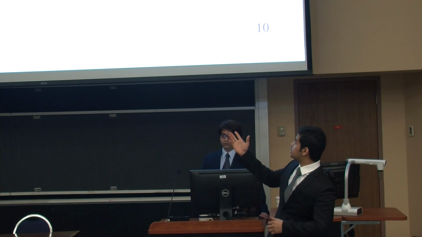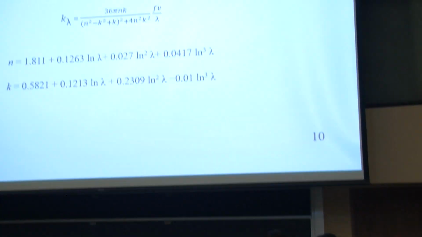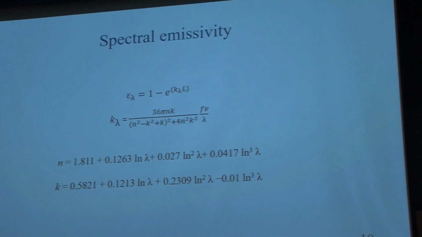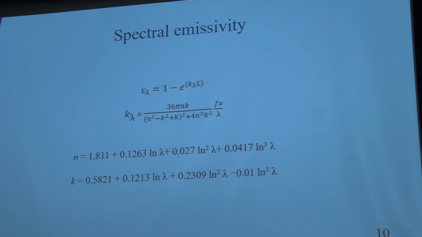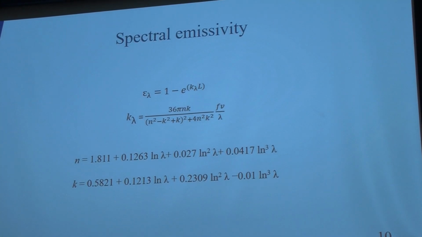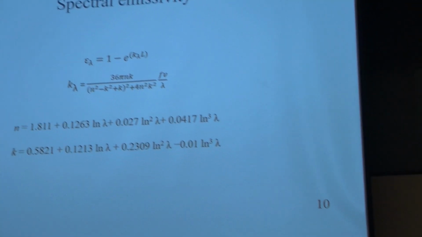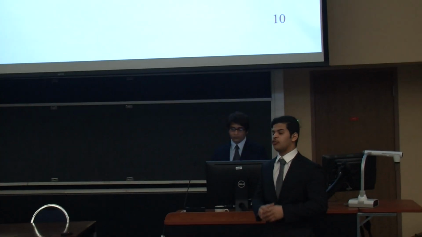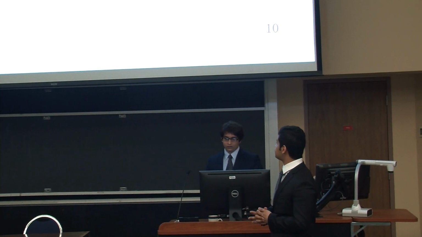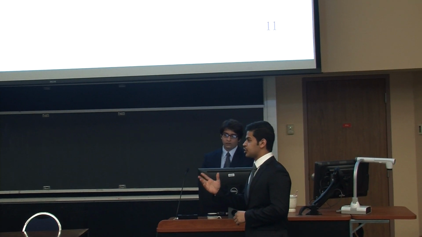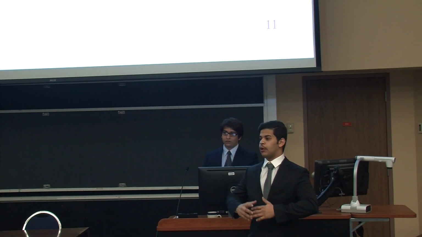Here is the spectral emissivity equation, where K_lambda is the absorption coefficient and L is the flame path length. There are several ways to calculate the absorption coefficient, but the most efficient equation is this one, where n and k are the real and imaginary parts of the complex refractive index.